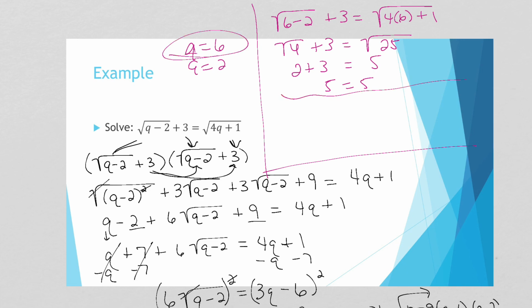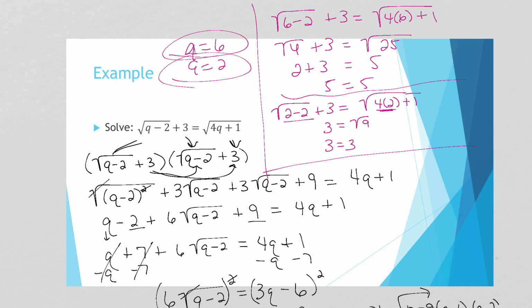Now you have to try out 2. So the square root of 2 minus 2 plus 3, is that equal to the square root of 4 times 2 plus 1? That's 0. Square root of 0 is 0, so I've got 3 on the left-hand side. 4 times 2 is 8. 8 plus 1 is 9. They are both great answers. So we tried them out, we checked our work, and we did good work.